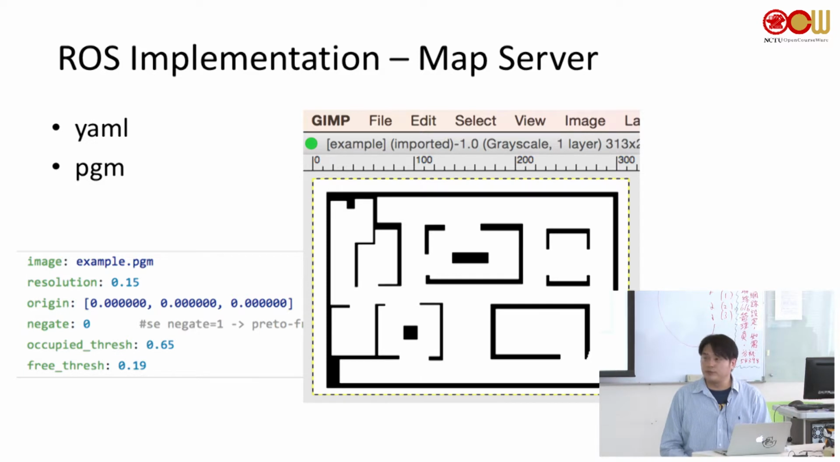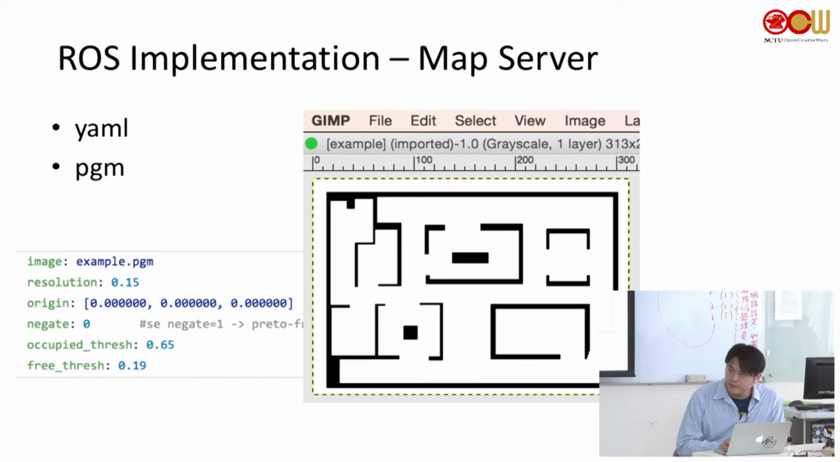For the map server, we actually ran it in the Husky tutorial. Over here, we need 2 files. One is the PGM file, which is a format like a picture, on the right-hand side over here. And we have another config file, YAML, over here. And you could see some parameters here, such as which image you want to include.